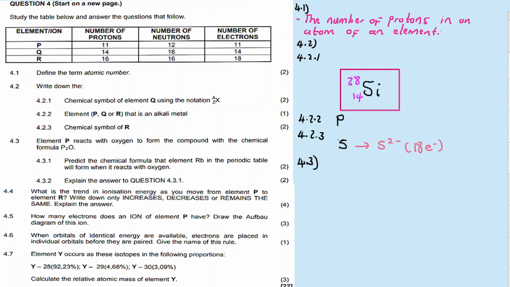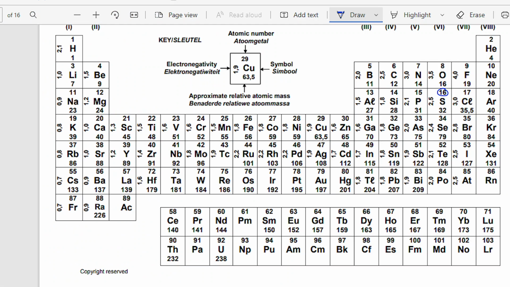Let's go back here. Alright, P2O, right? Element P reacts with oxygen to form P2O, right? And then we identify element P as what? Going to element P, it's in fact sodium. So it means that element P is in group 1 of the periodic table.